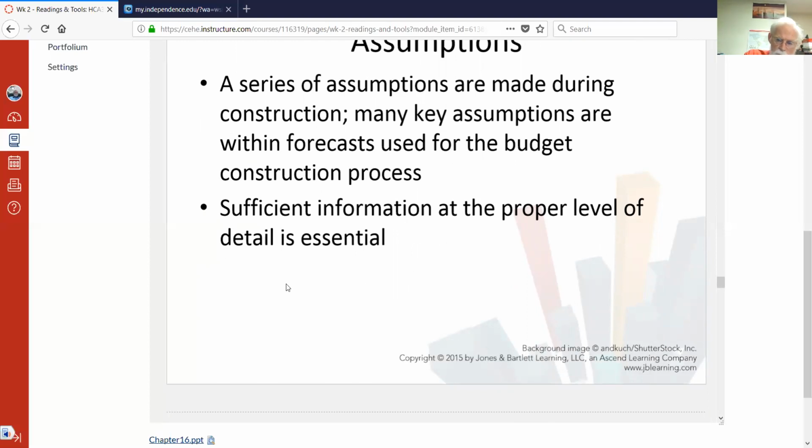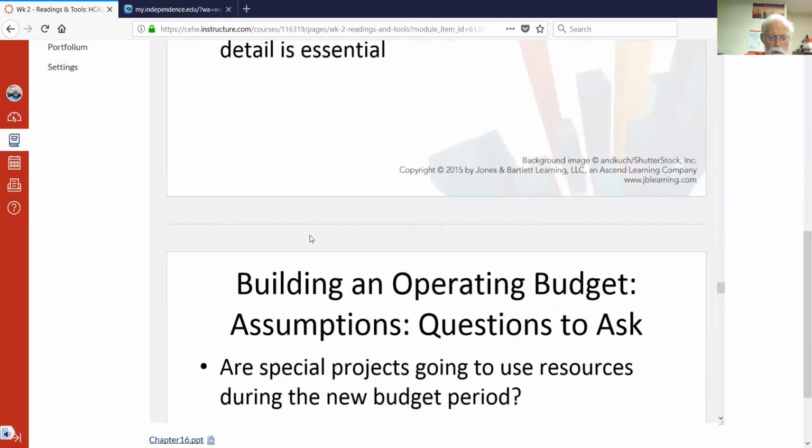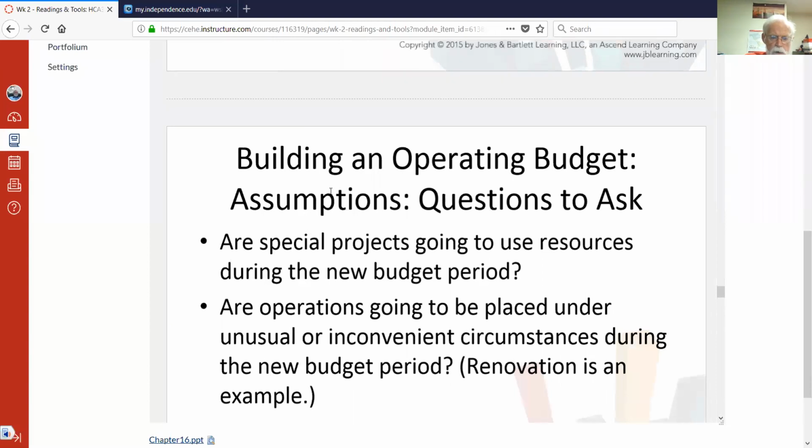And here's where judgment comes in. We can get so caught up in thinking we need more detail that we actually don't get the information we need, or we get too much. And so we need to think very carefully about what level of information, how much information we need, because we can inundate ourselves and make things much more difficult.